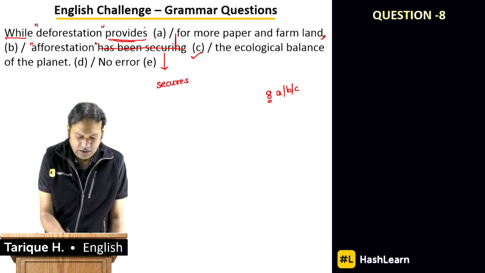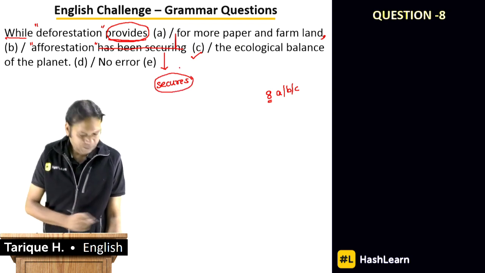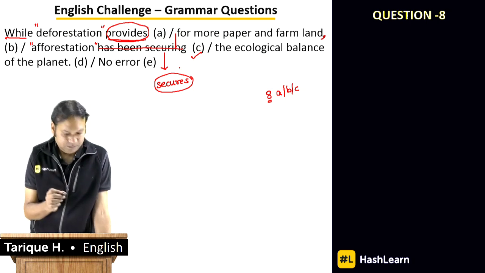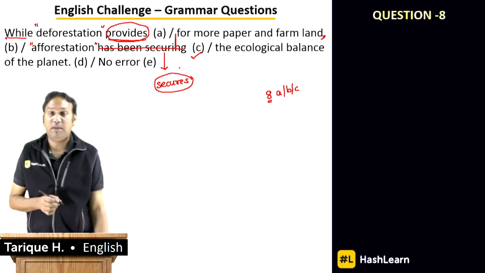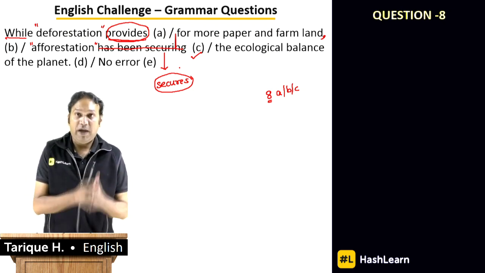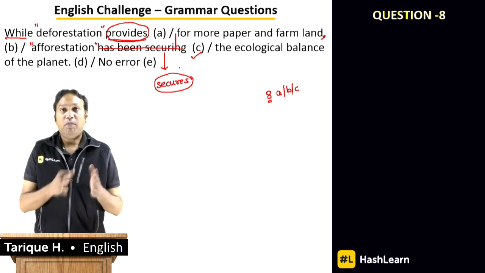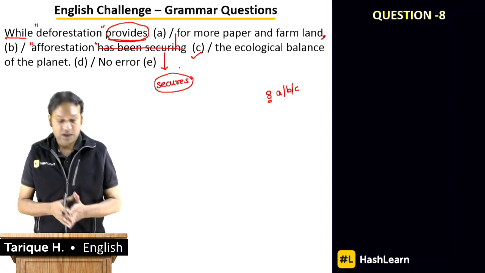Okay, so you can see here the verb provides in the first part of the sentence, along with while, is now parallel with the verb secures in the second part of the sentence. So while deforestation provides for more paper and farmland, afforestation secures. So we should always keep in mind that whenever we have a comparison in the first part, there's a comma and then we have another part of the sentence, both the parts must be parallel. Parallel means they should have the same structure.